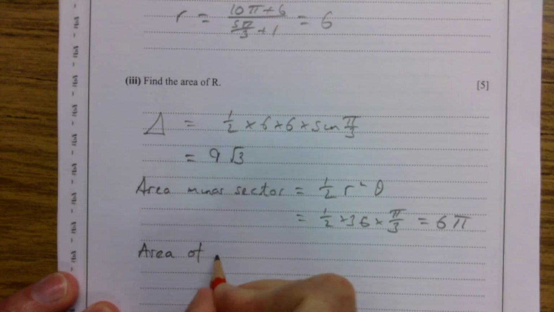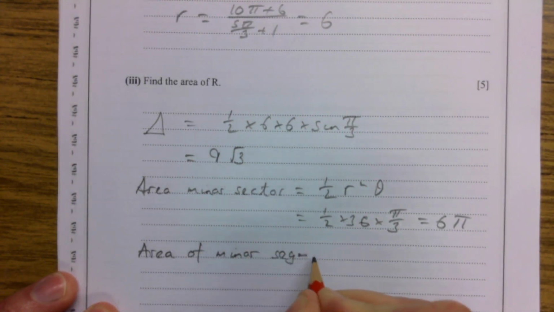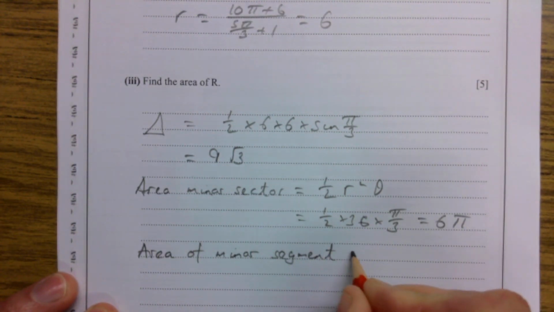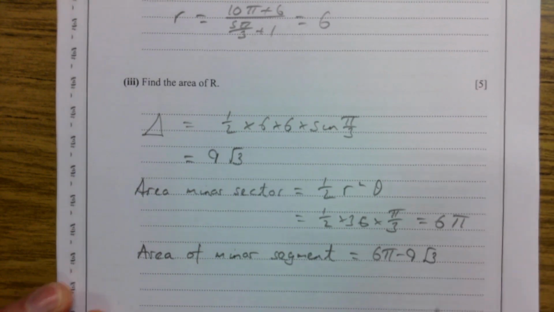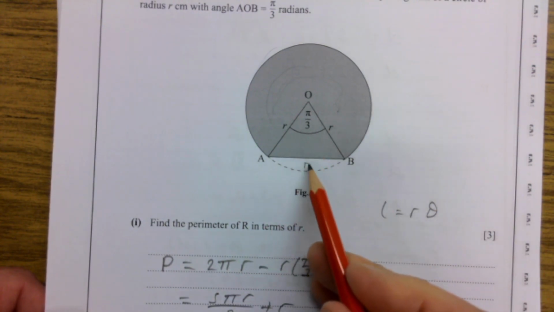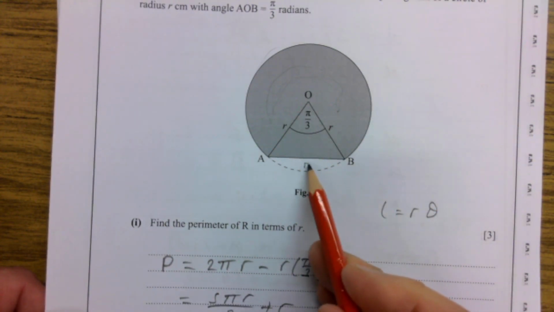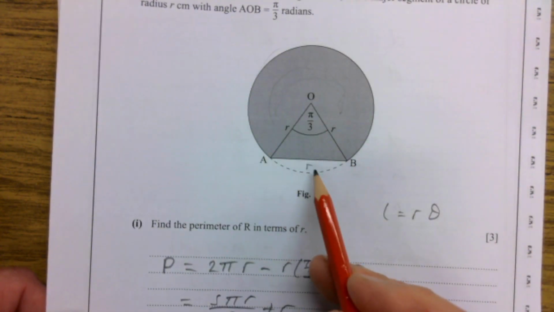Area of minor segment, we're actually going a slightly different way, is going to be 6 pi minus 9 root 3. So what have I done here? I know the area of that slice of pizza, I know the area of the triangle, and I'm taking them away to get that. I'm now just going to work out the area of the circle and take away the area of the segment.